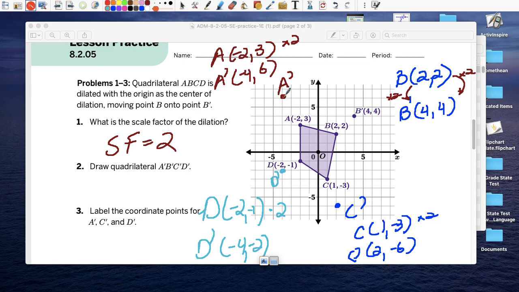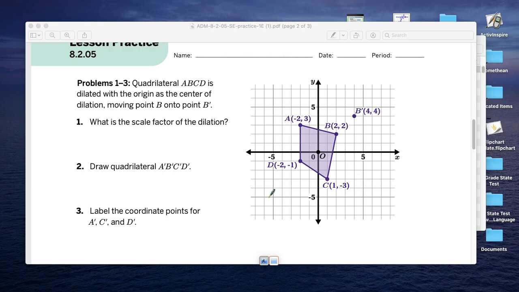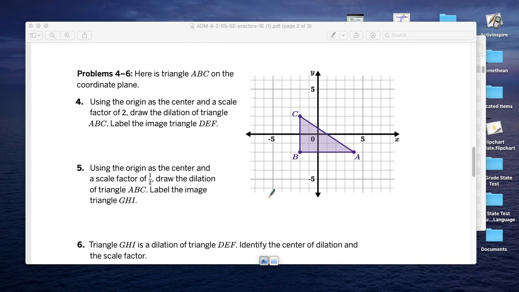So if I connect the dots, and you connect the dots here, please notice the shape. It's the exact same shape, except that the dimensions, everything got doubled. If you think about the distance AB, now A prime B prime is double that. If you look at the line segment BC compared to B prime C prime, notice that it's doubled. So when the center is at the origin, it's really not much to do.